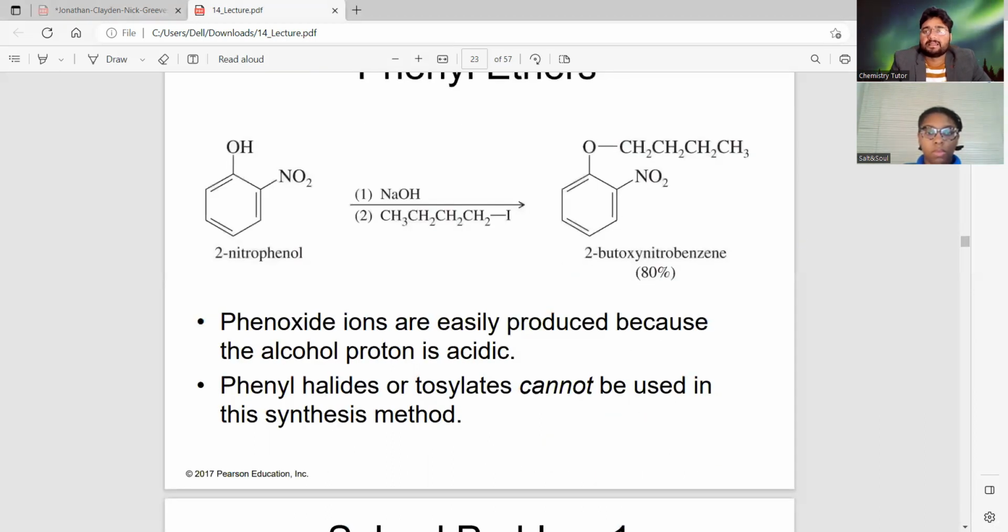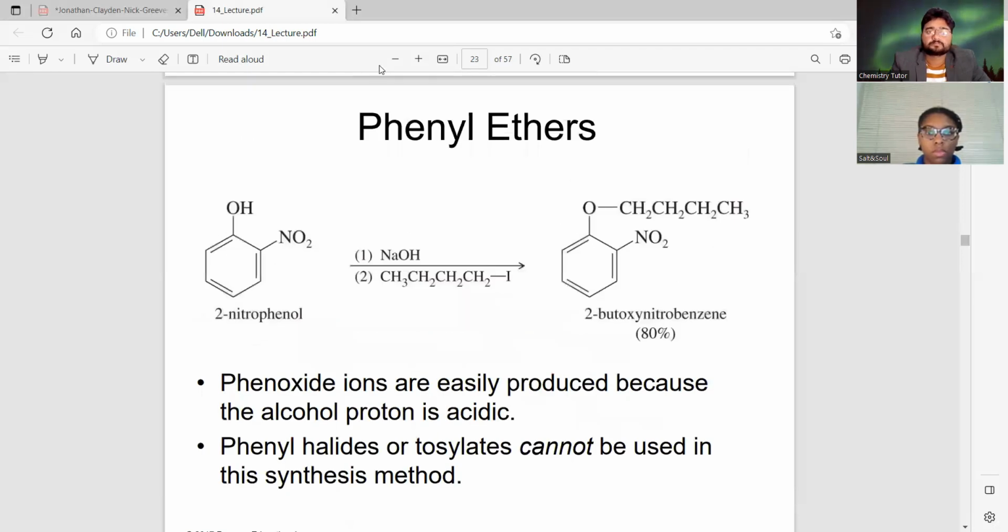Next one is phenyl ether. How can we synthesize phenyl ether? If you have this compound, called 2-nitrophenol, and you react it with sodium hydroxide, what will happen? First of all, this hydrogen is going to leave. You will get the phenoxide. This is called specifically phenoxide.